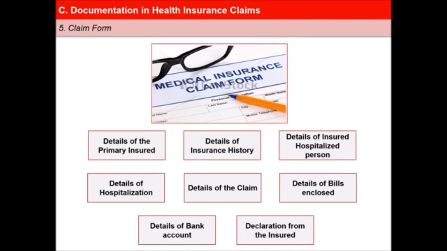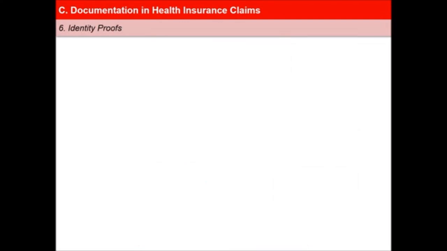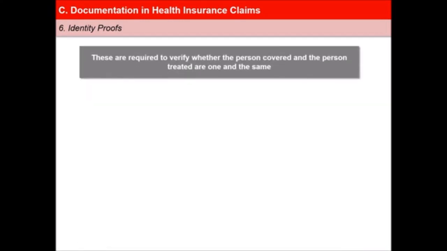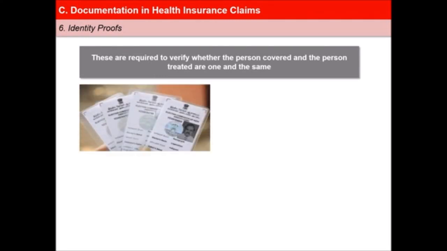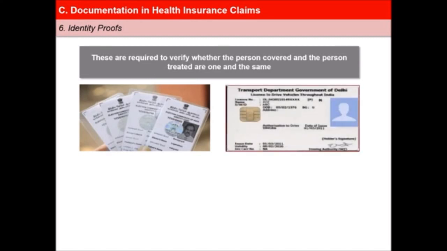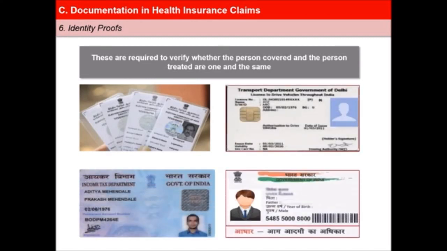Besides information on disease, treatment, etc., the declaration from the insured person makes the claim form the most important document in the legal sense. With the increasing use of identity proof across various activities in our life, the general proof of identity serves an important purpose, that of verifying whether the person covered and the person treated are one and the same. Usually, identification document which is sought could be voter's identity card, driving license, PAN card, Aadhaar card, etc.